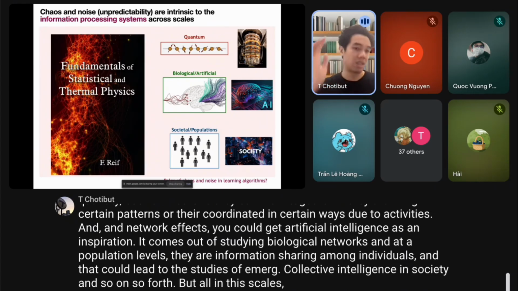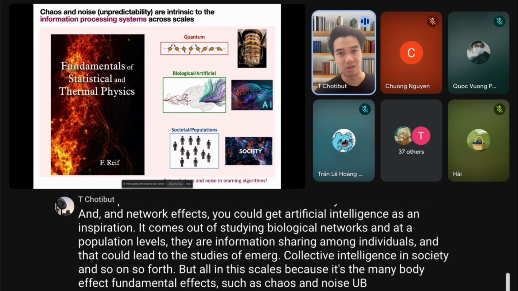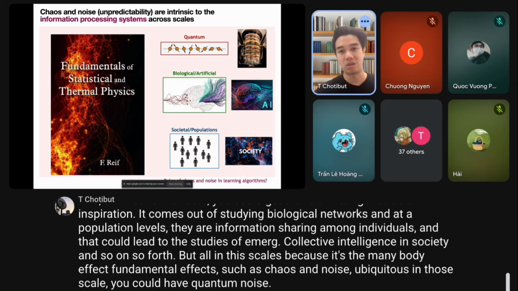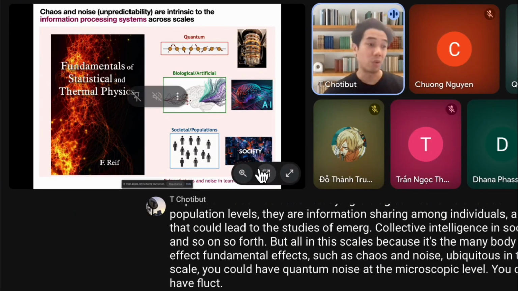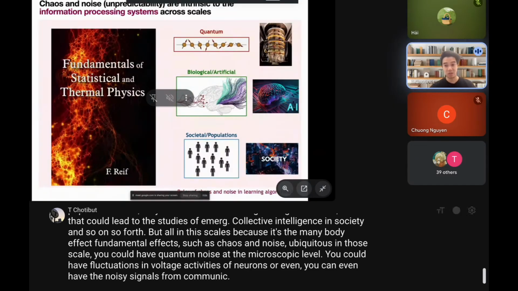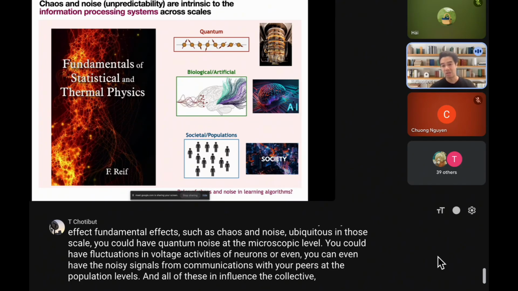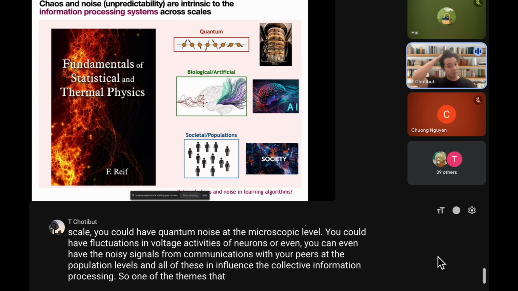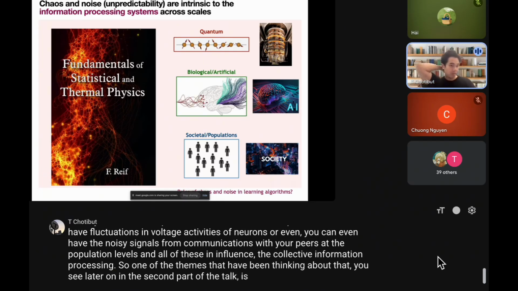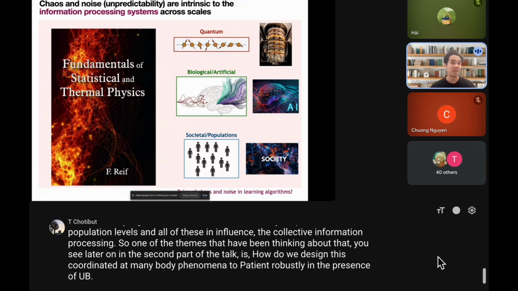But at all these scales, because it's a many-body effect, fundamental effects such as chaos and noise are ubiquitous. You could have quantum noise at the microscopic level. You could have fluctuations in the voltage activities of neurons, or even noisy signals from communications with your peers at the population level. And all of these influence the collective information processing. So one of the themes that you will see later on in the second part of the talk is how we design these coordinated many-body phenomena to process information robustly in the presence of ubiquitous noise and sometimes even chaotic dynamics.